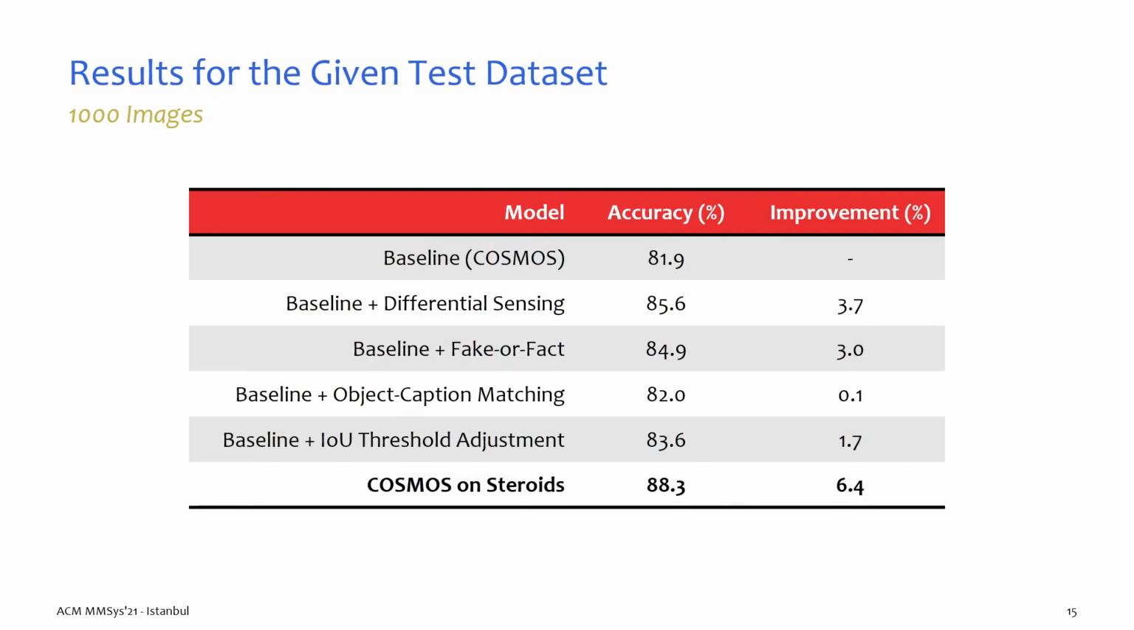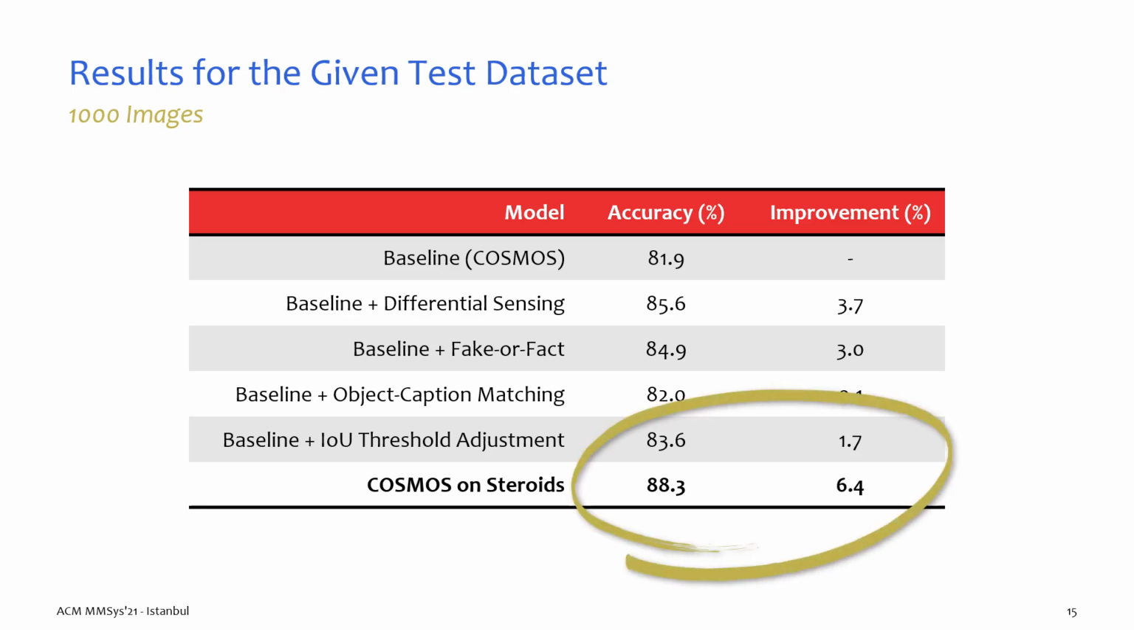And here are the results for Cosmos on steroids. In the table, the baseline model represents the original Cosmos model. We have achieved an 81.9% accuracy with the provided test set, which has 1000 images along with their caption pairs. Note that the 85% accuracy reported in the Cosmos paper is with a larger test set not shared by the challenge organizers. And the table shows the accuracy improvement when each method is applied on its own above the baseline model. When all methods are combined, we achieve a 6.4% overall improvement.